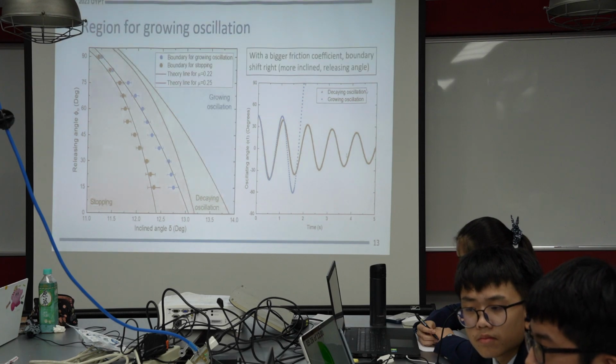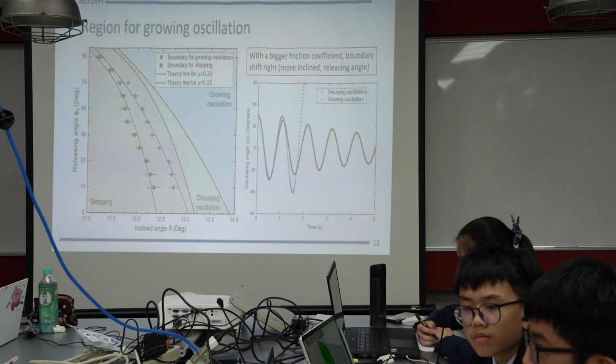Then by increasing the friction coefficient, which means the dissipation increases, we may notice that the boundary shifts right, which means that we need more inclined angle and releasing angle for a screw to experience growing oscillation.